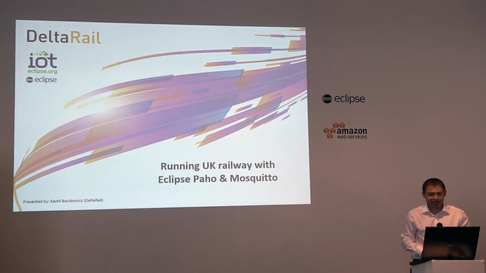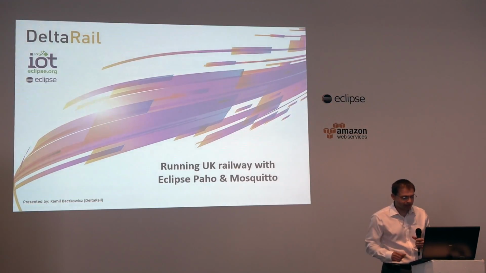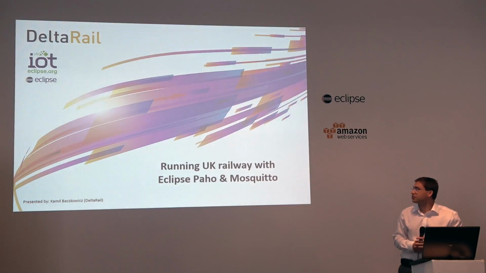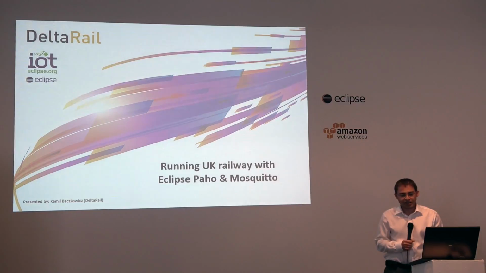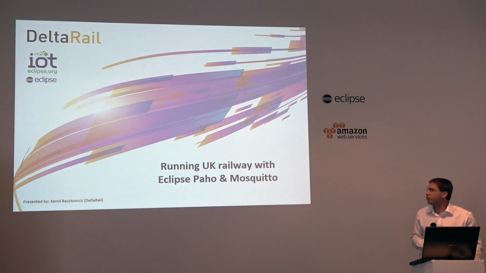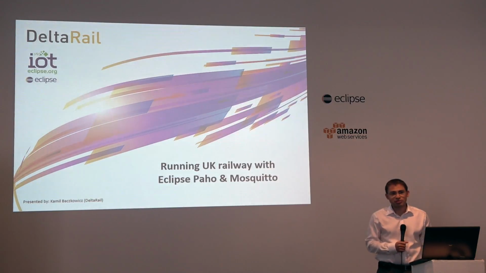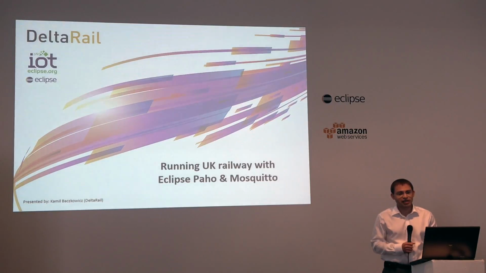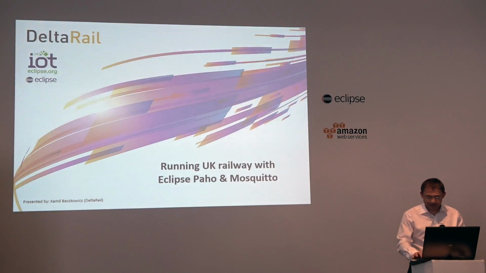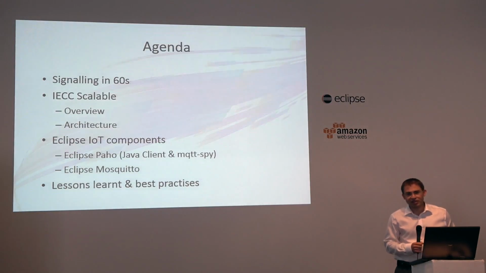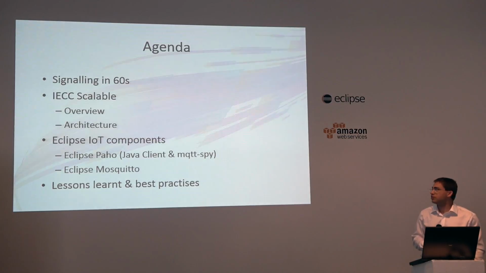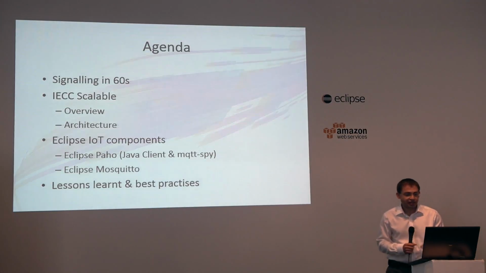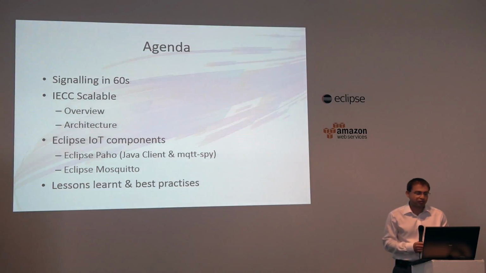Hello everyone, I'm Kamil Bashkovich from DeltaRail, and over the next 15-20 minutes I will take you through our success story and tell you how we use Eclipse Paho and Eclipse Mosquitto to run quite significant chunks of the UK railway network. So first I'll give you a super quick introduction to signaling control and the key concepts involved.